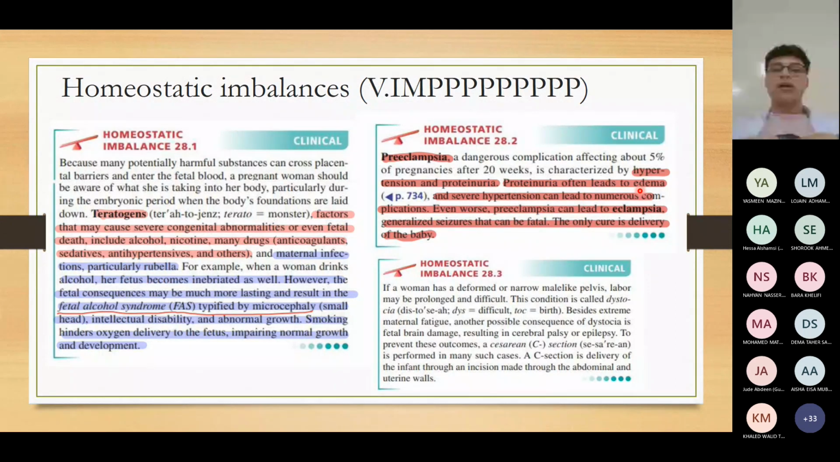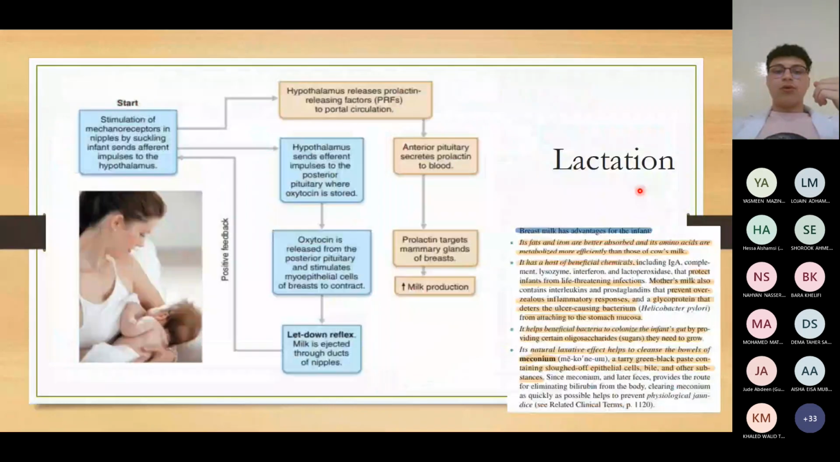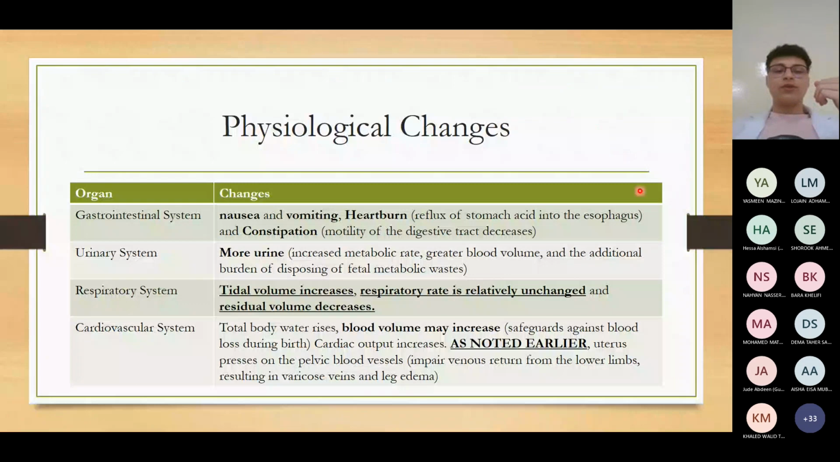Okay, did you guys get what I mean? Obviously this specific part is going to be explained more in the stages of labor. I just wanted to explain what would happen if the pelvis wasn't flexible enough and what doctors usually do when the pelvis is not flexible. Did you guys get this part? Yes. Okay, perfect. Okay, so I guess now we're done with the homeostatic imbalances.